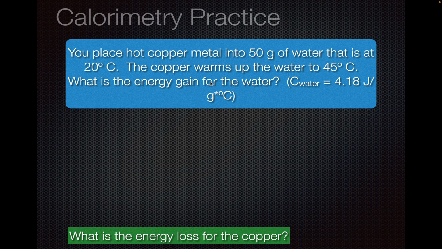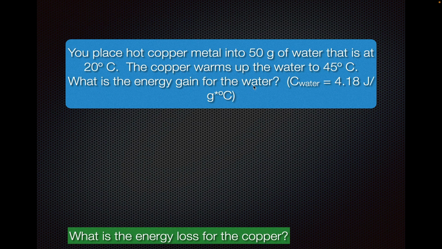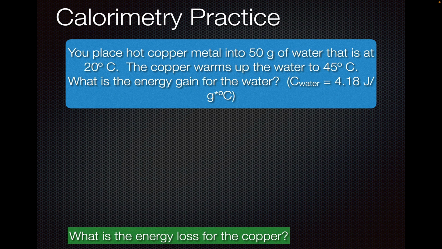Let's answer them both. All we would do here is actually solve for the energy change for the water. Okay, so the 50 grams of water, we see that it started at 20 and went to 45. So we'd find the energy change for water, and the energy loss for copper would be the same number. So if we solve this, we take 50 times 4.18 times 25, or 20 minus 45. That number would be the same, just the opposite sign for copper. That's our calorimetry practice.